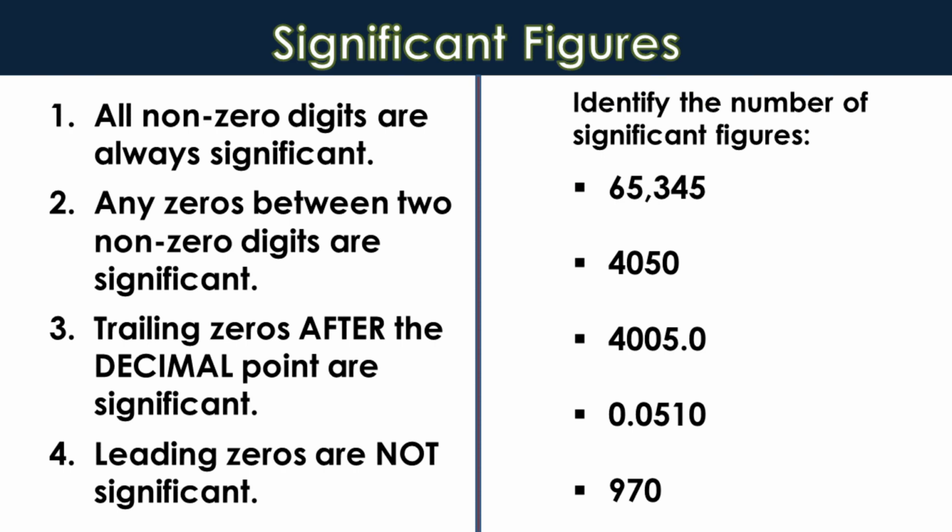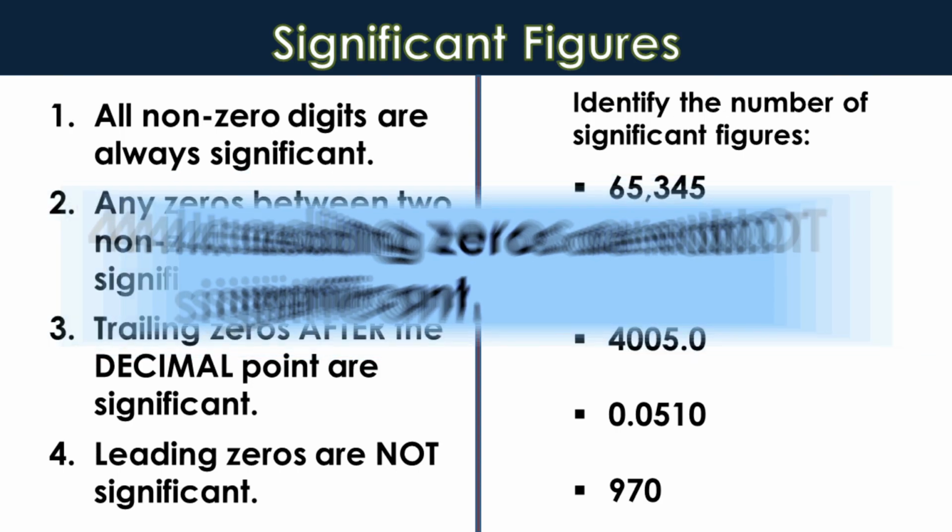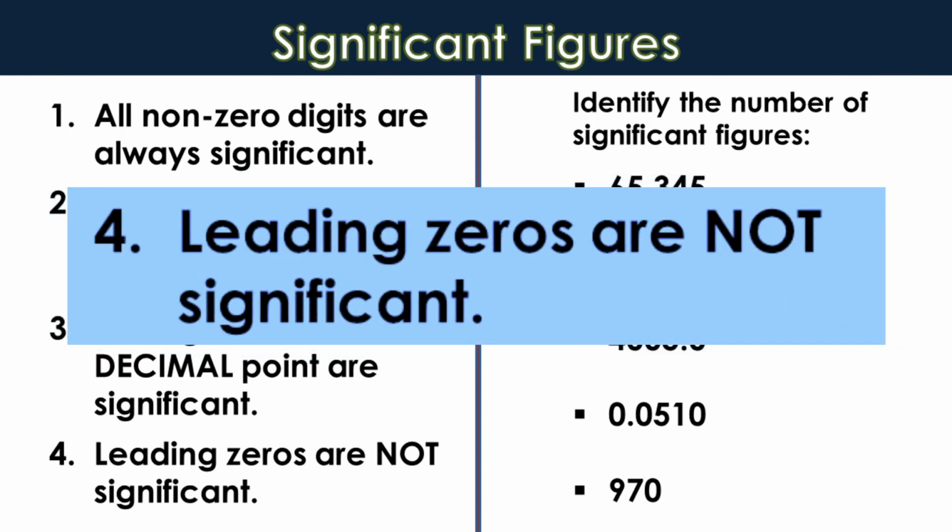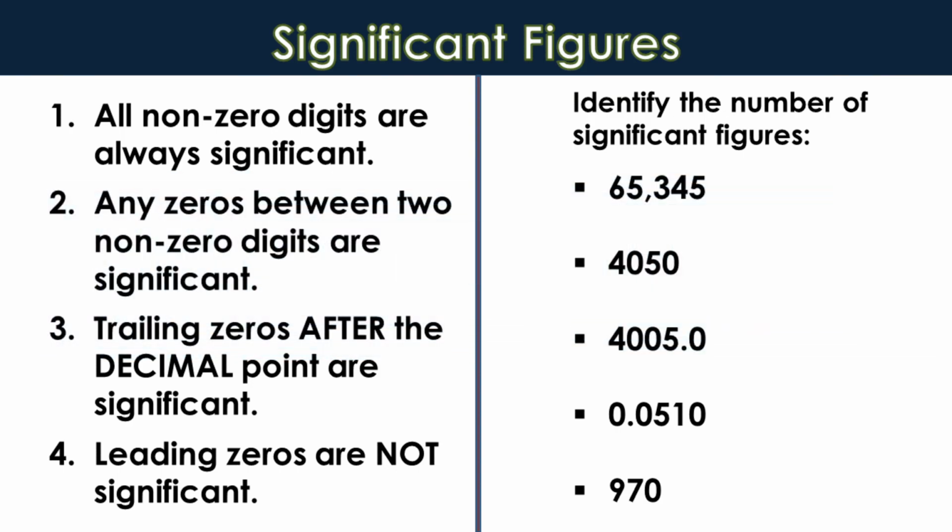Those are trailing zeros. But for number 4, the leading zeros are not significant. So these are the zeros located before and after the decimal point, and before pa siya sa first non-zero digit. Okay, from the term itself, leading zeros, yung mga zeros na nauuna sa ating significant values or sa ating measurements. So on the right, we have here sample values or sample measurements.